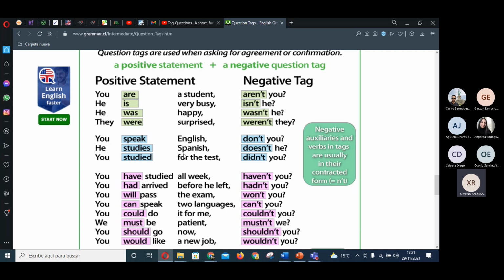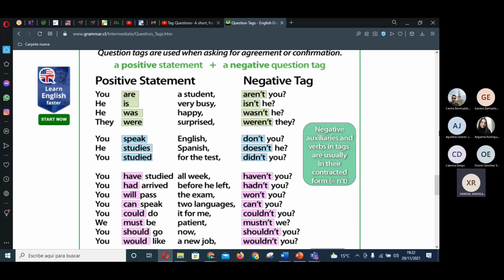You speak English, don't you? Es decir, tengo el verbo afirmativo, pero no puedo negar ese speak, ¿no? No puedo decir speak not, pues debo usar el auxiliar. Y el auxiliar es don't you? He studies Spanish. Studies es tercera persona, por ende el auxiliar sería doesn't he? Studied, you studied for the test. Studied en pasado. Y ya sabemos que el auxiliar de pasado pues sería didn't. En este caso sería didn't you.